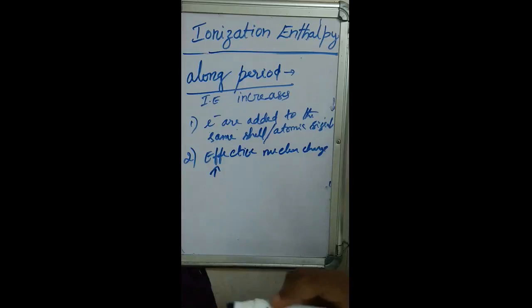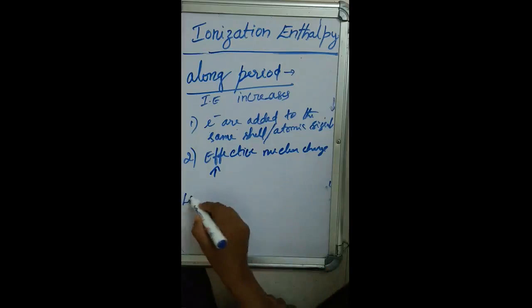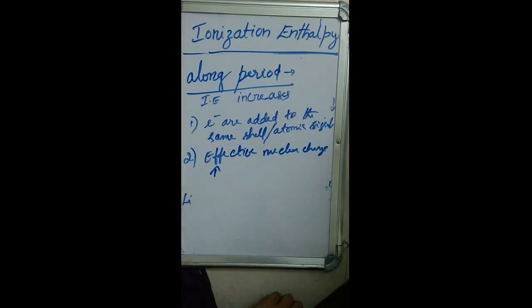Okay, so in the case of lithium, in the second shell only 1 electron is present. So less amount of energy is enough to remove. But in the case of beryllium, 2 electrons are present. So you have to remove 2 electrons. So compared to lithium, you have to apply a little more amount of energy.